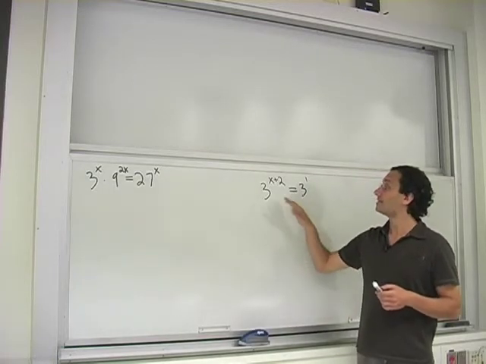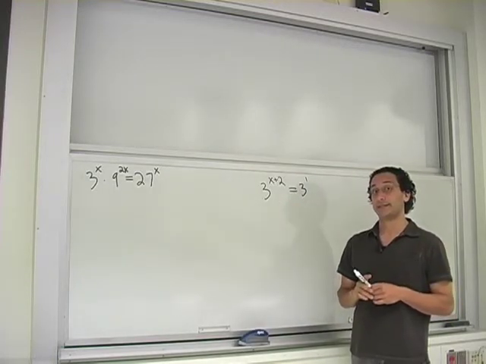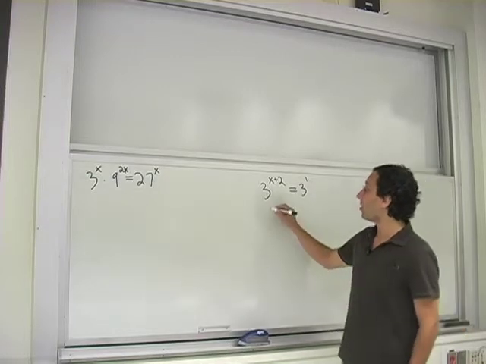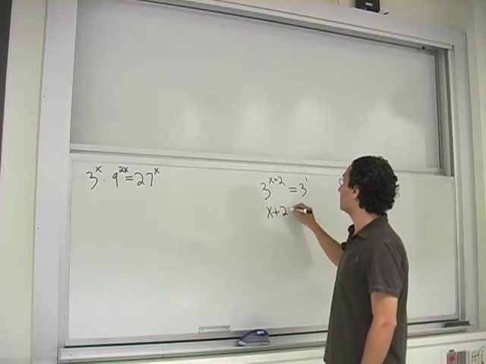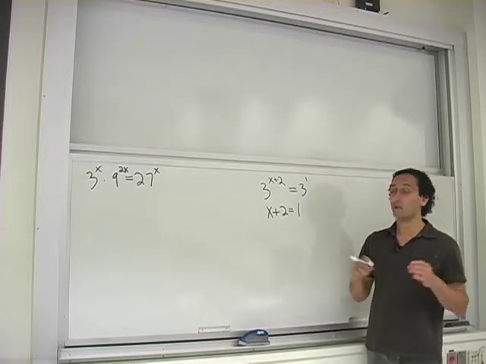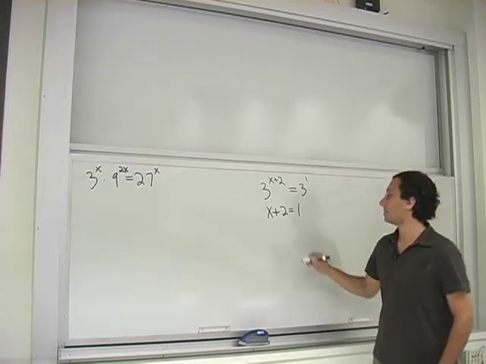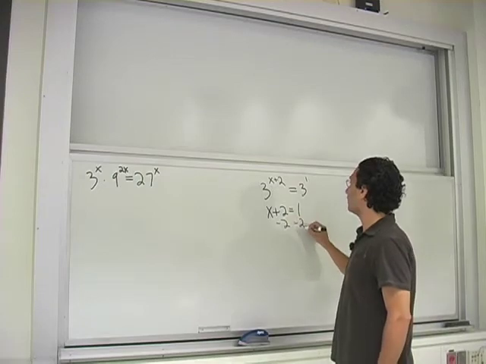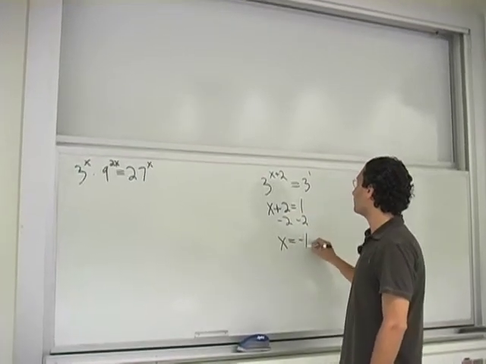Well, these guys have the same exact bases. Since they have the same bases, all we need to do is set the exponents equal so that we have equality on both sides. Subtracting 2 from both sides, we get that x equals minus 1.